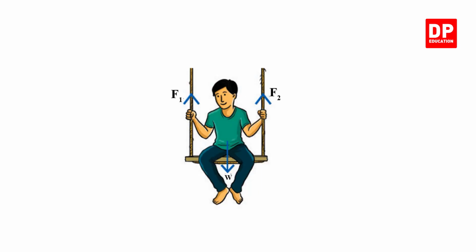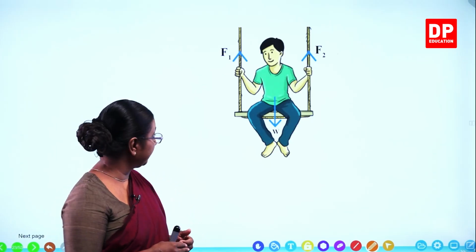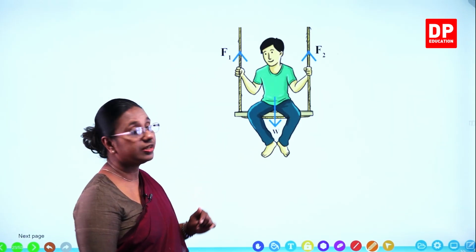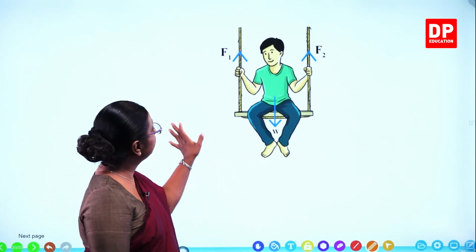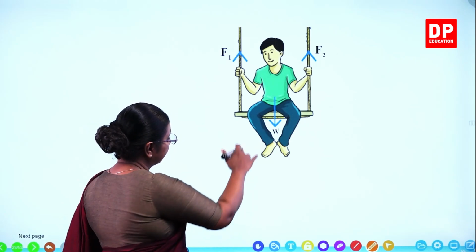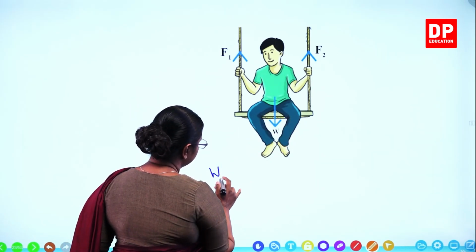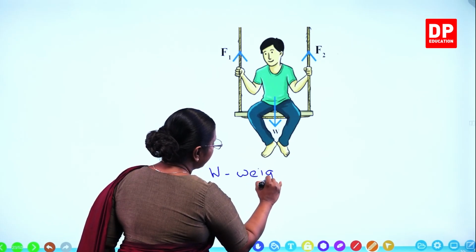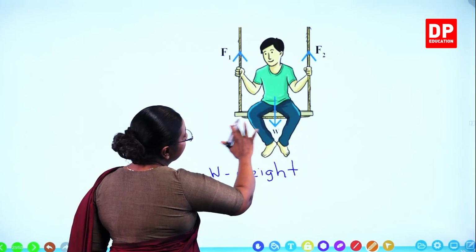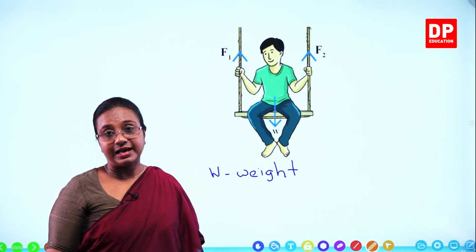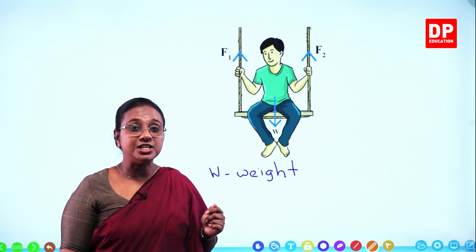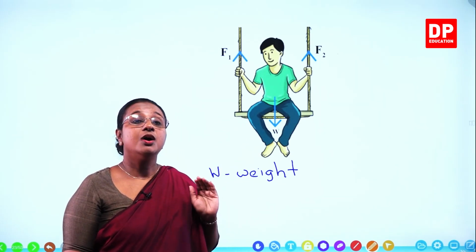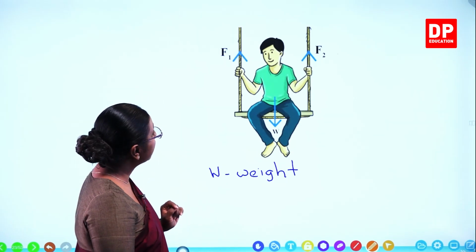This is another example for three coplanar parallel forces under which an object is at equilibrium. Here, of course, this is a child sitting on a swing. And if the child is at rest, if the swing is not moving, then if you look at the forces acting on the swing, you can see W, that is denoted downwards. It is the weight of the child as well as the wooden plank. So the child is sitting on the wooden plank. So that weight as well as the weight of the child together will act downwards. That is one force.